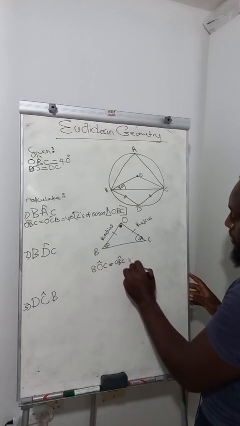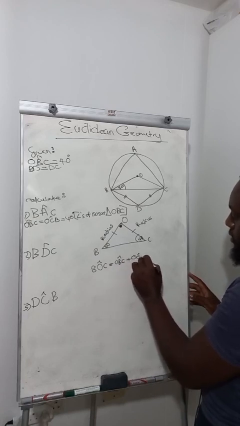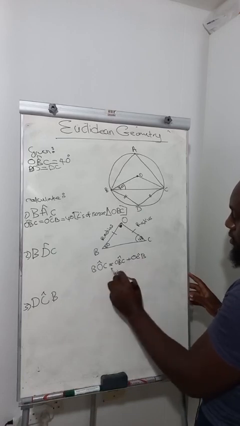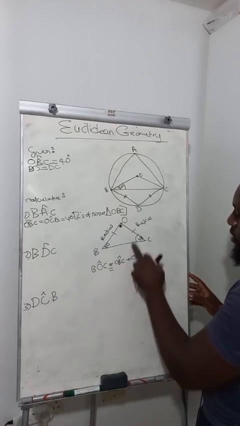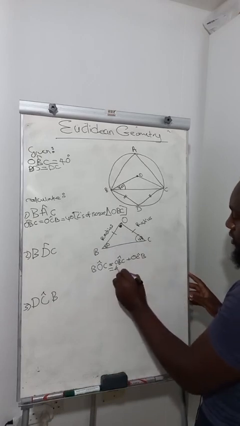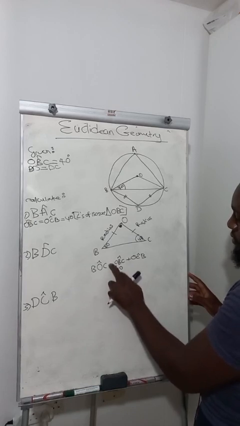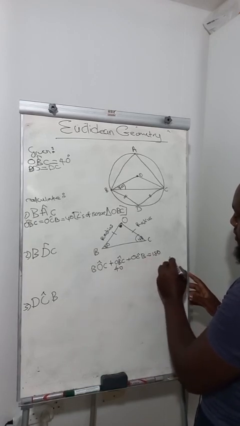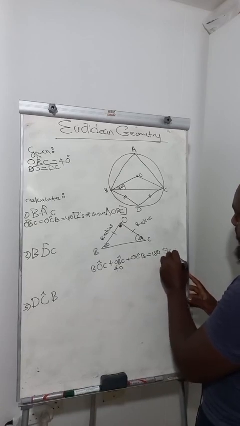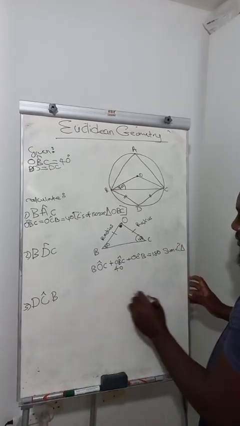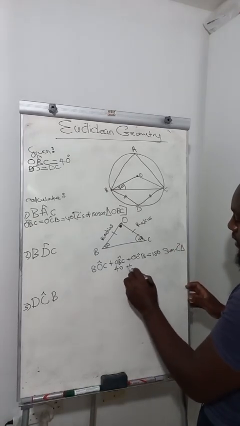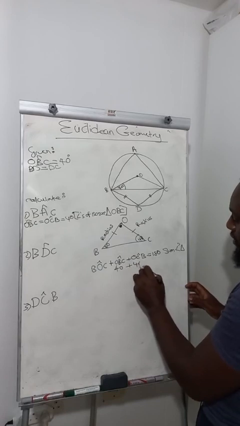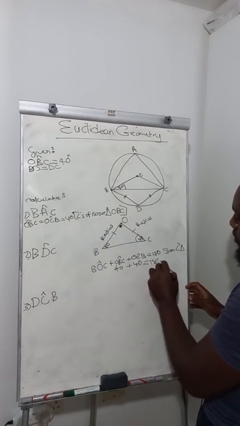OBC plus OCB. So this OBC is a 40. Let me not write it in this way. Let me say plus this. They give you 180, the sum of angles of a triangle. OBC and OCB, they are 40, and then it equals 180 here.